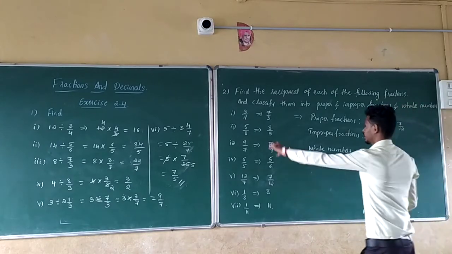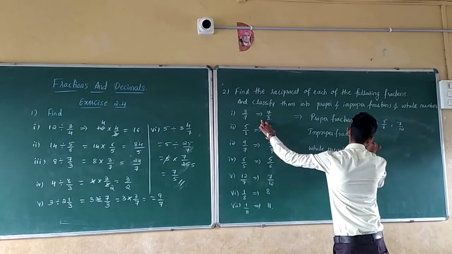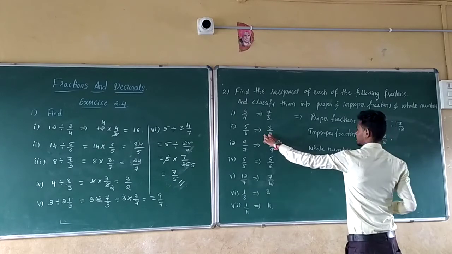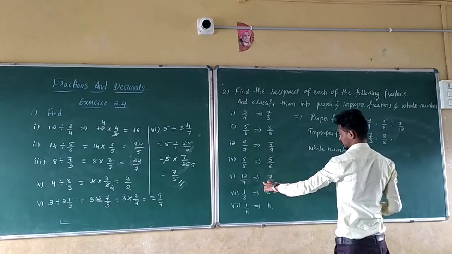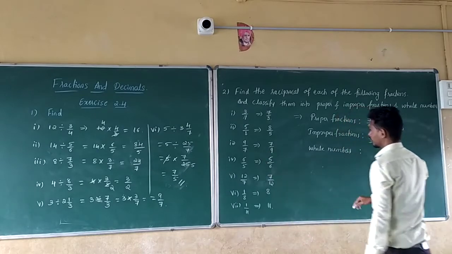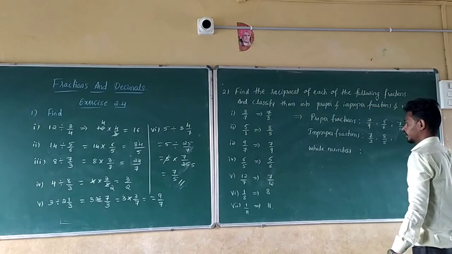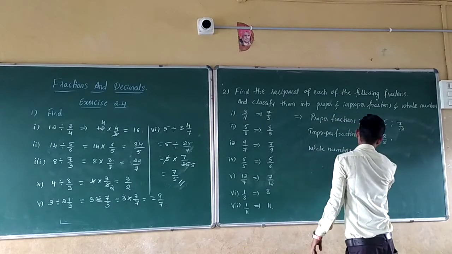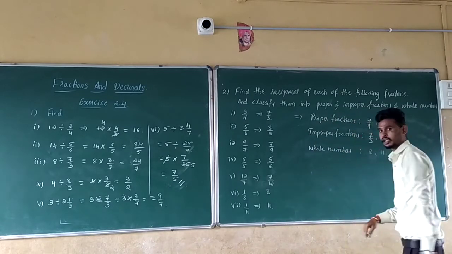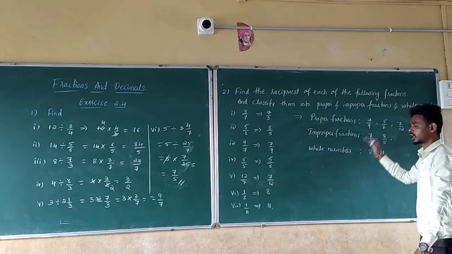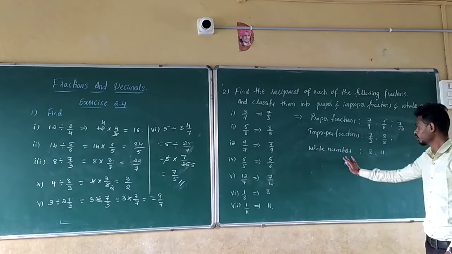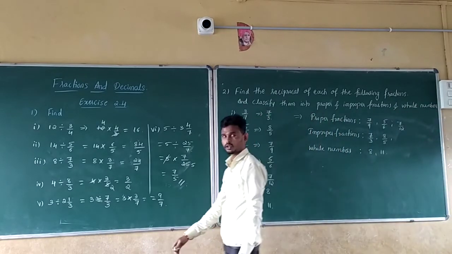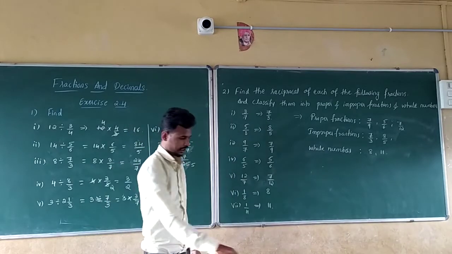Let us see which are there. 7 by 3. Next, 8 by 5. Okay, only 2 are there. Next, whole numbers: 8 and 11. So this is about the classification of proper fractions, improper fractions and whole numbers. So this is about the second question. Now let us see the next question.